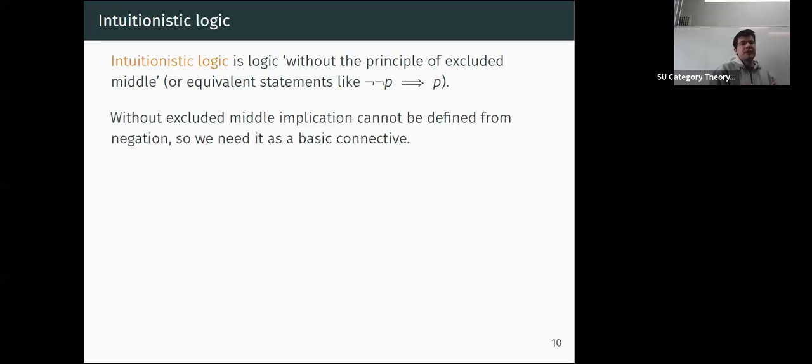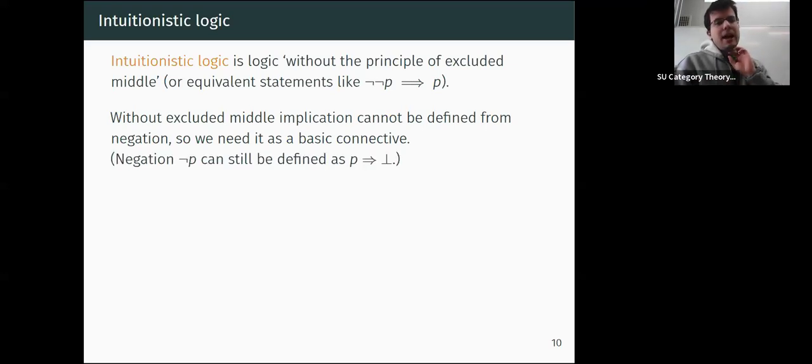One thing to point out, though, is when you have excluded middle, you can define implication in terms of not and or and stuff. But when you have constructive logic, you can't do that. So we need to add implication as some kind of basic operation. And then we can define negation from that. So not P means P implies false.